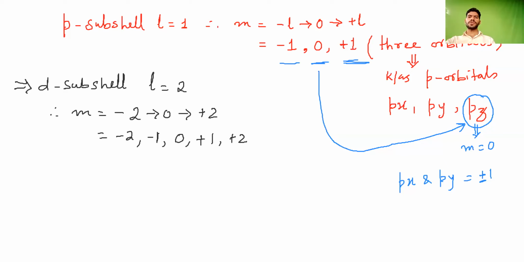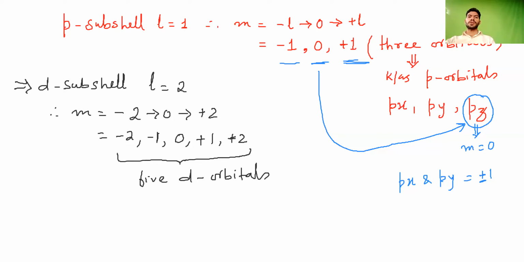So how many values are we having in total? We are having 5 values, 1, 2, 3, 4, 5. That means we are having 5 d orbitals. So in case of d subshell, there are 5 d orbitals.